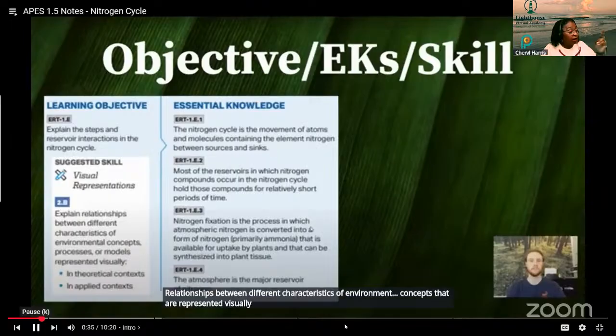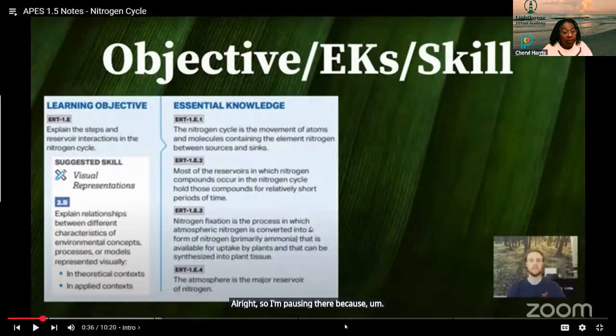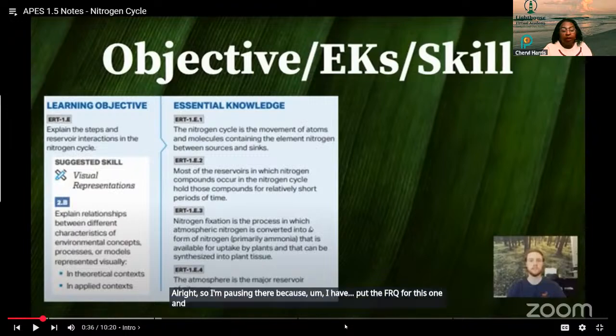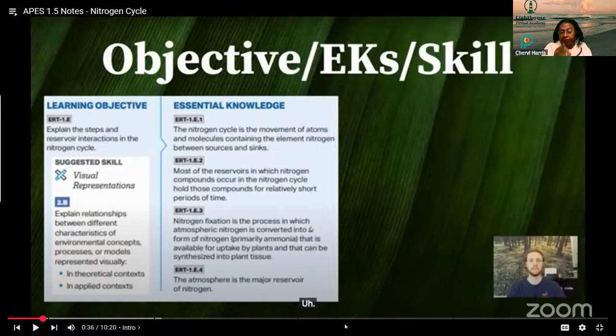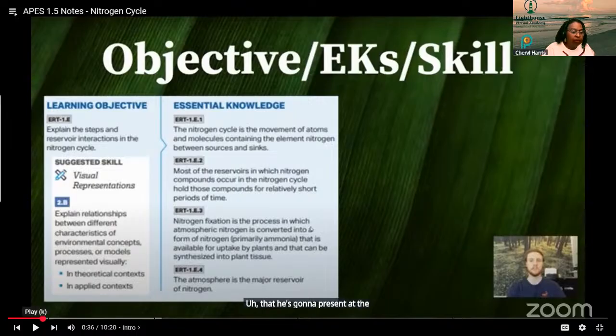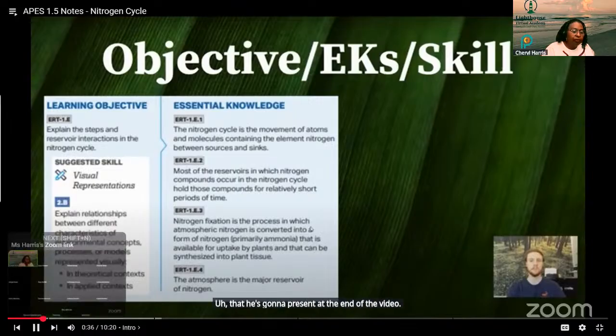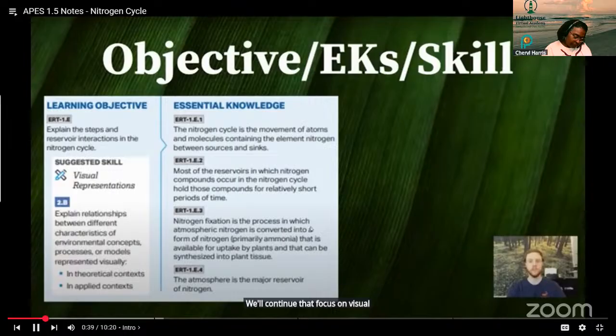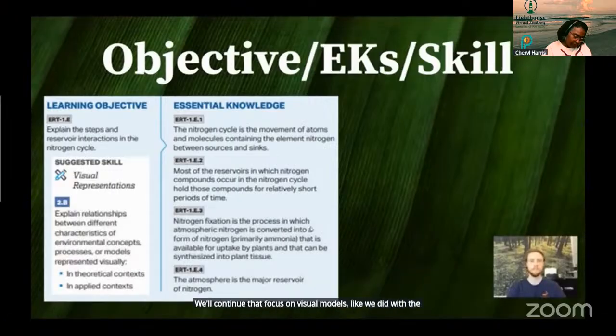All right, so I'm pausing there because I have put the FRQ for this one and carbon together in your assignment folder. So we'll look at that when we're finished. So again, pay attention to what he just said so that you'll be able to answer that question that he's going to present at the end of the video. We'll continue that focus on visual models like we did with the carbon cycle yesterday.